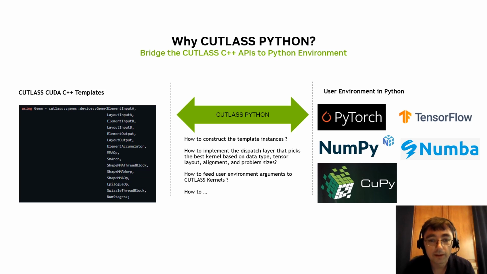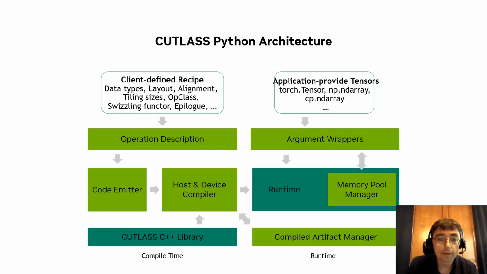Python users expect a certain level of abstraction so that a basic matrix computation can be lowered onto the appropriate kernel. CUTLASS Python is intended to support that. The architecture of CUTLASS Python is to enable a Python user to interact with CUTLASS during both compile time and runtime. During compile time, the Python client specifies the description of an operation.